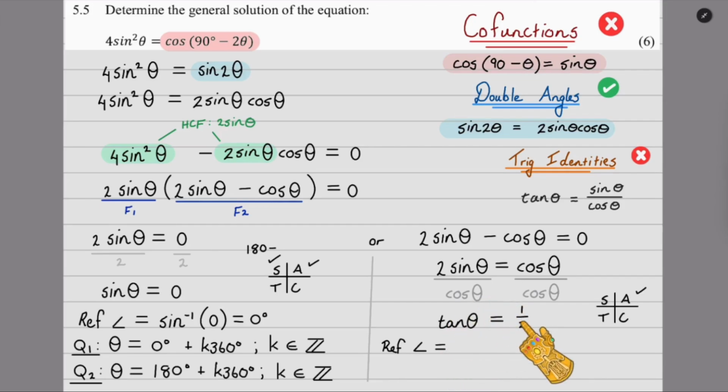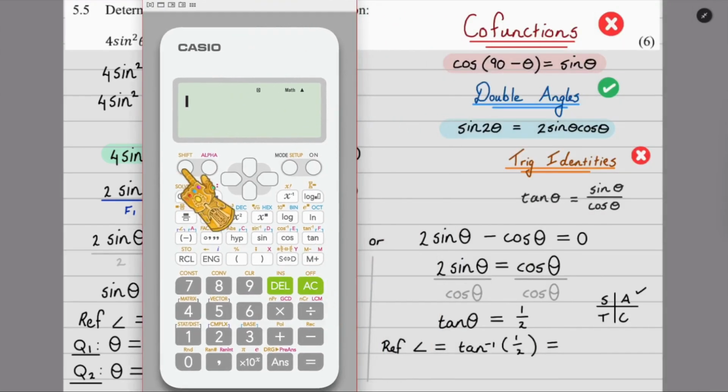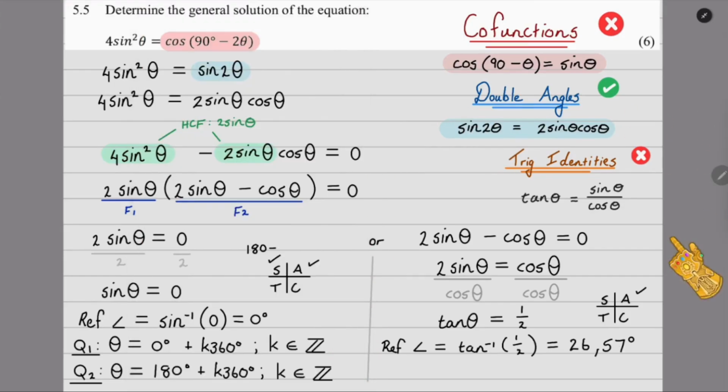So if we take that tan over, it's going to be shift tan of a half. And if you know your trig functions well enough, you'll know that that's 45. But let's just check it really quickly. So shift tan of a half. It is called arctan, but I like saying shift tan so that you remember what to type in your calculator. And that gives me 26.57.